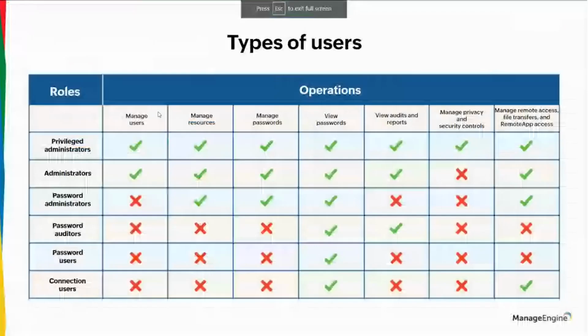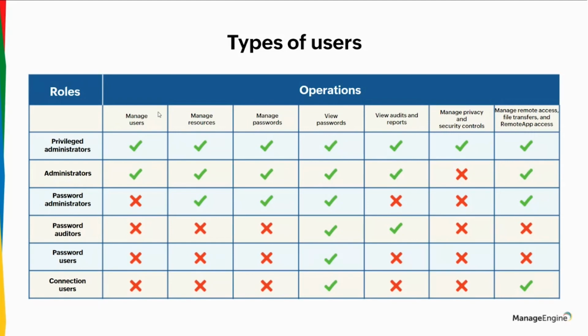And when it comes to roles, the application comes with 6 different roles as we discussed earlier. The first 3 roles in the list will be the administrator roles, which are the privilege administrator and password administrator, or the admin roles on the application, where privilege admin is going to be the highest role on the application, who can perform any activities on the application like managing users, managing passwords, and viewing reports and managing the security controls of the product and configuring remote apps and file transfer configuration. All these can be configured with the privilege admin role.